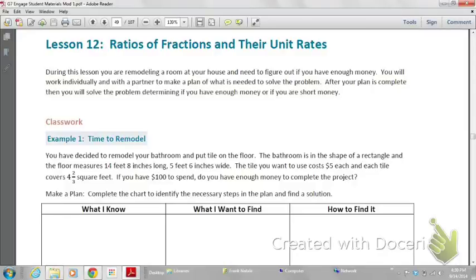Welcome to Lesson 12, Ratios of Fractions and Their Unit Rates. Continuing to look at fractions and creating unit rates, and also a few other things will be entering the fray. Some geometric concepts that you've learned in the past, area, perimeter, and things of that nature. So get ready for this.